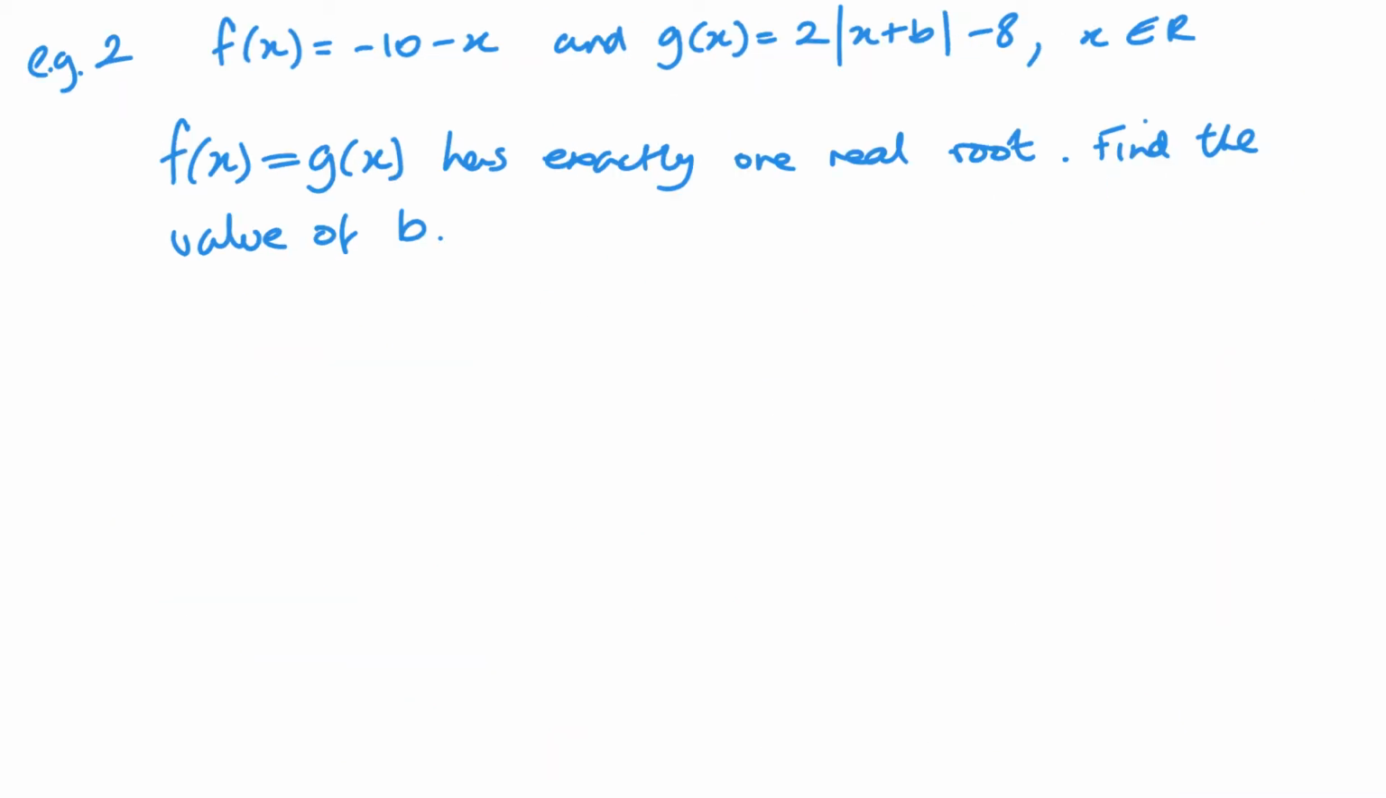Okay, let's have a look at this one. f of x is equal to negative 10 minus x, and g of x equals 2 mod x plus b, and the minus 8 outside. When they are equal, there is exactly one root. So I think what I'll do to start off with is a quick sketch of g of x. g of x is going to have a minimum point at minus b, minus 8.